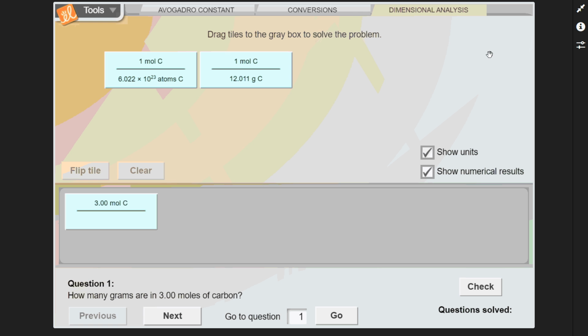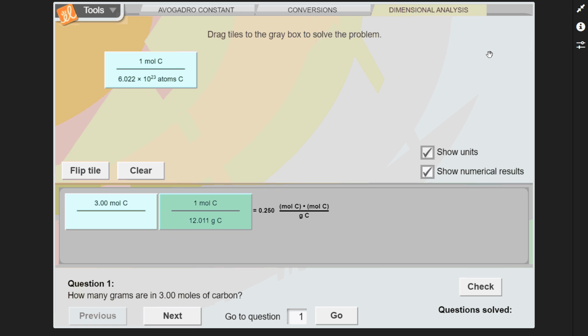So we've got 3 moles of carbon. So I have to change it into grams. So I have to go up here. I'm going to pick this appropriate tile. I'm not going to use this one because I have moles and atoms. I want moles and grams. Boom, there we go. And what I have here is I know that in 1 mole, there's exactly 12.011 grams of carbon. How do we know that? Remember, that's from the atomic mass. You just simply change the U to grams.